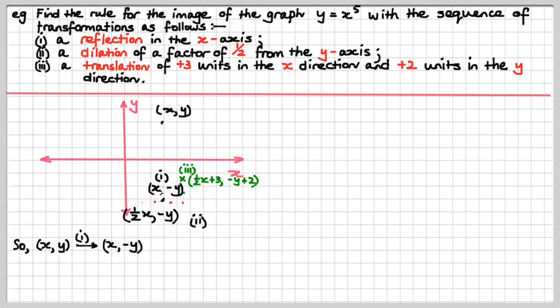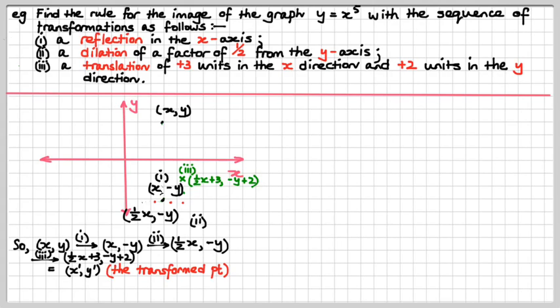Yes, so the y got changed to minus y. Number 2 was, okay, what was that? Dilation factor of half from the y, therefore the x changed to half its value. Yes, and the third one was, what was that? Adding 3 to the x and 2 to the y, that's right. So that's our transformed point, x dashed, y dashed.